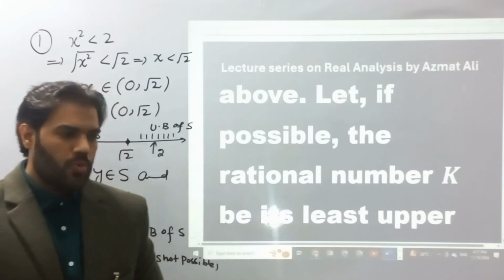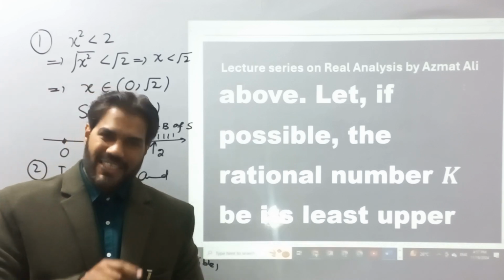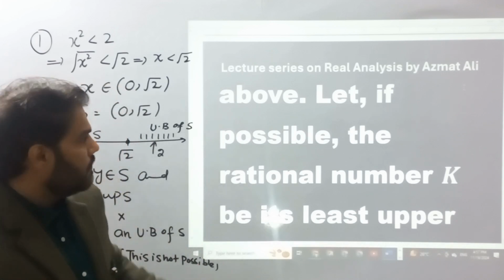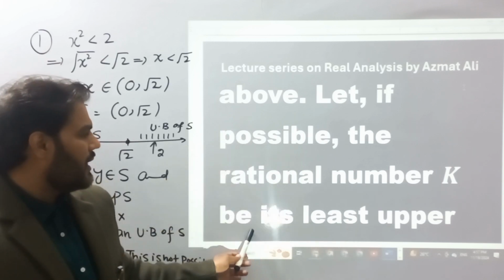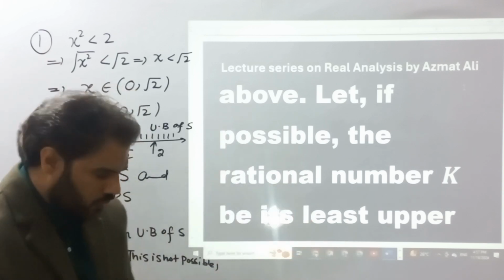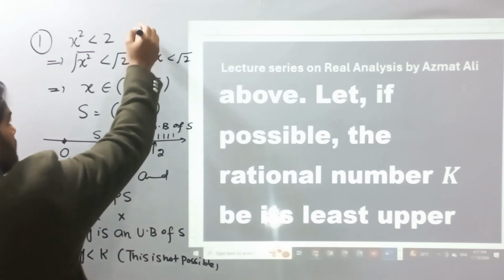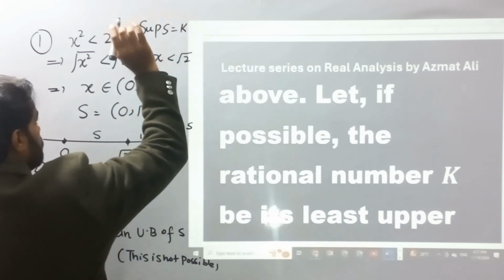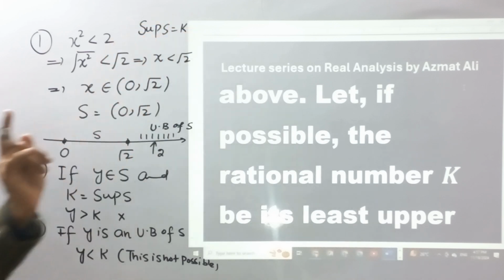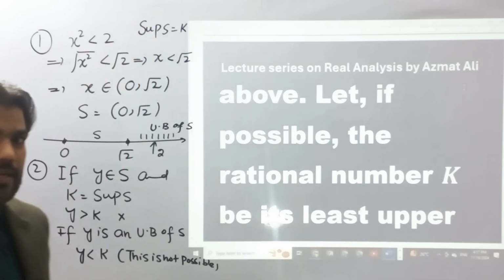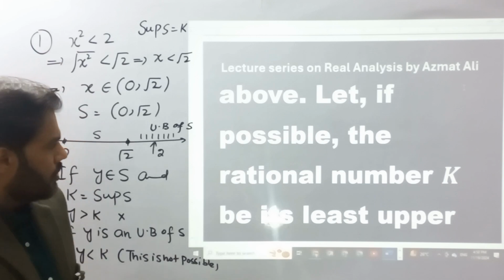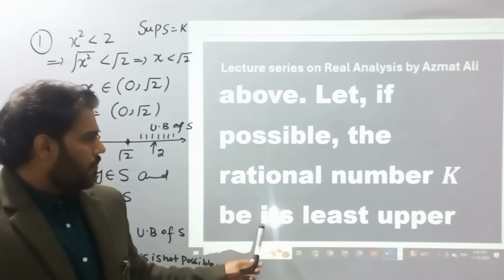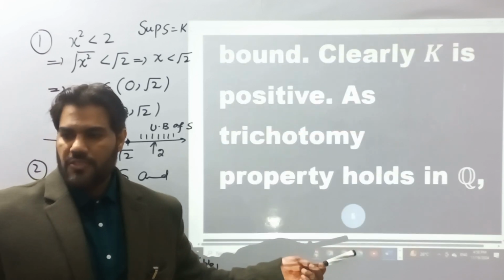Next, now we will show that this set S has no rational supremum. Let, if possible, the rational number K be its least upper bound. So now we suppose that the set S has a rational supremum K, where K is the supremum of S, and it is a rational number, if possible. Be its least upper bound, or you can say this is the supremum.